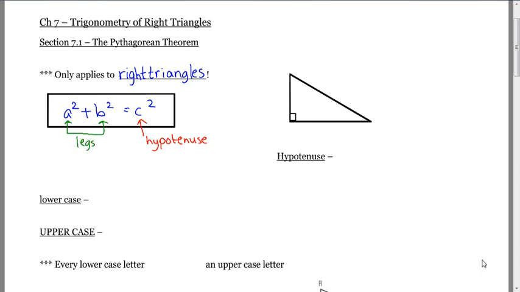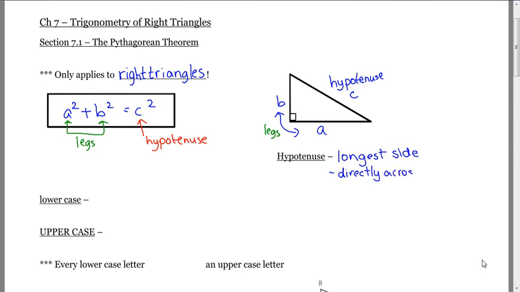When we label it, the hypotenuse is your longest side, and your a and b are interchangeable as well. They can go either or. These are your legs. Again, the hypotenuse is the longest side, and it is directly across the 90-degree angle. The 90-degree angle is represented by a little square.